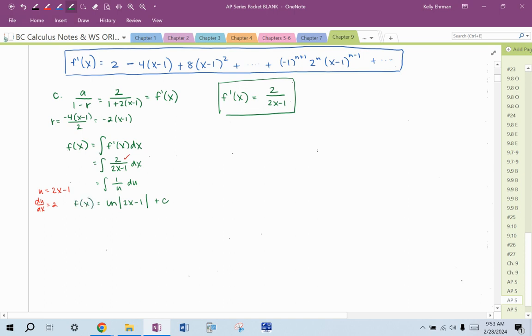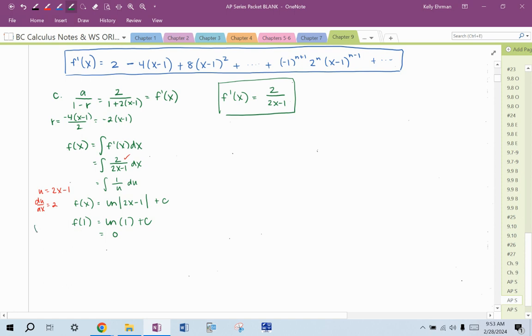Now we're not finished. We need to find what c is. Okay, so how do we do that? Well, plug in the center. So f of 1, you always plug in the center because that's the one point that you know about, should equal the natural log of, plug in 1 here, not natural log of 0, natural log of 1 plus c. The natural log of 1 is 0, so what is f of 1?